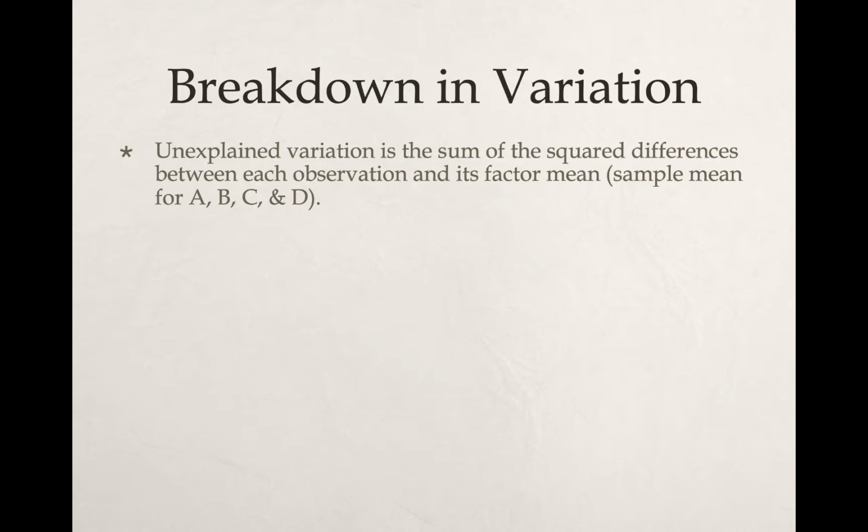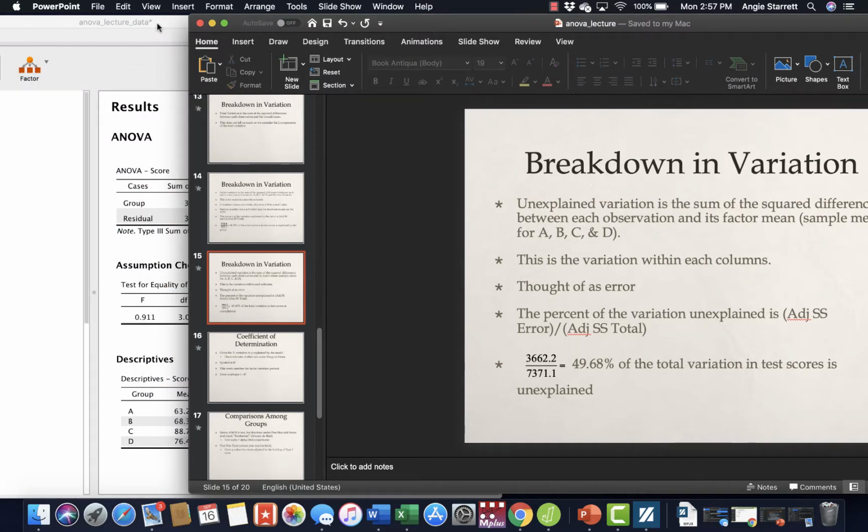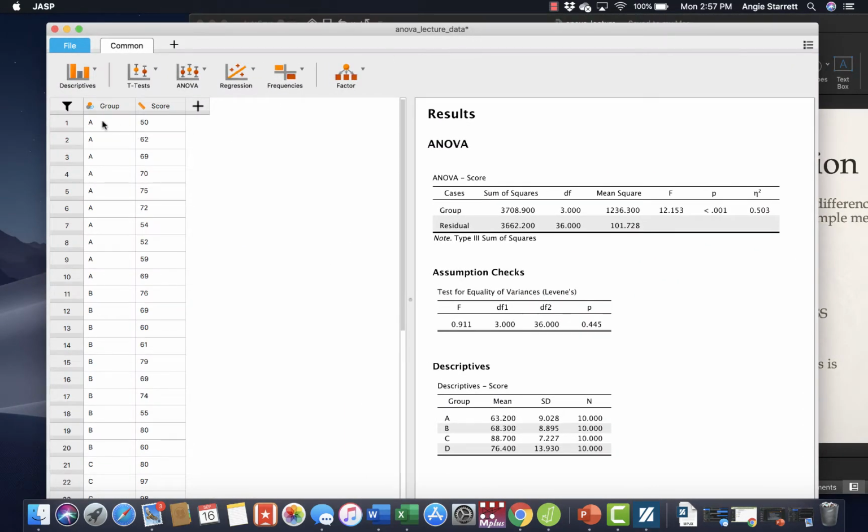The unexplained variation is the sum of the squared differences between each observation and its factor mean. Let's go back over here and talk about what that means. Let's just look at A. We're just looking at these first 10 rows. And within A, these test scores vary. They're not all the same. Somebody scored a 50, somebody scored a 69. What causes them to vary within A? The answer is we don't know. That is the error, that is the uncertainty, that is the residual.